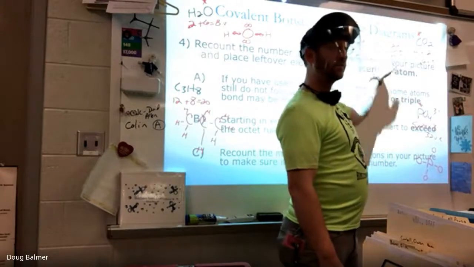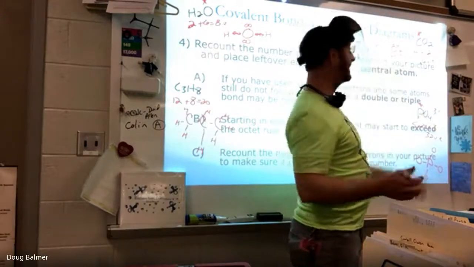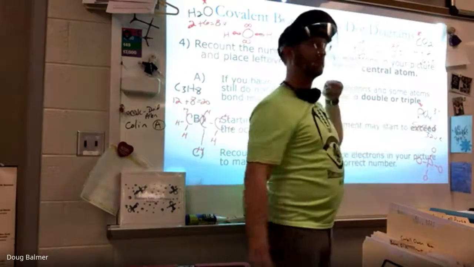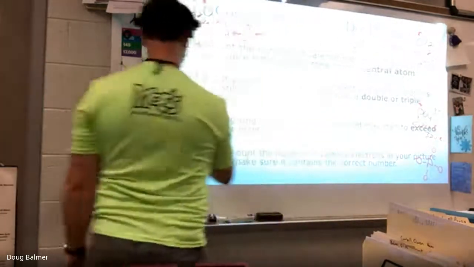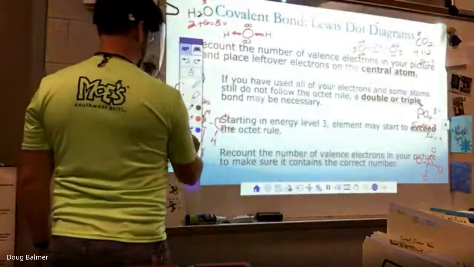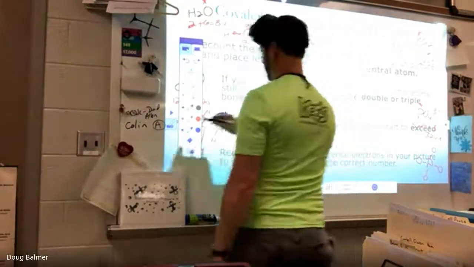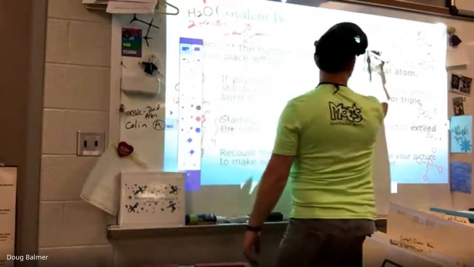We're out of dots, but carbon isn't surrounded by 8. Would you agree there's some dots up here we could move into an extra bond? It doesn't matter which set of dots you move. I'm just going to move this pair of dots, and I'm going to use that to create an extra bond.